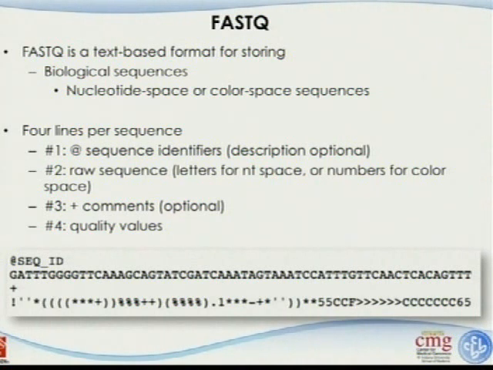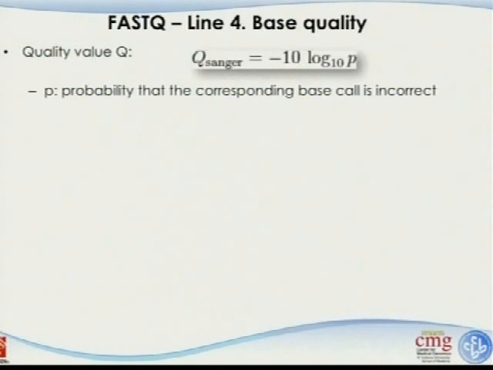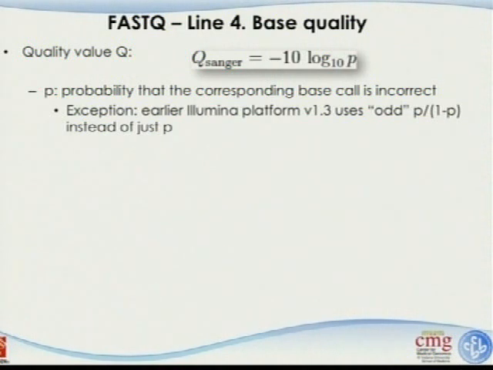And this is the quality for the base, and this is where the information comes from. So if I see these numbers, what does that really mean? So here's what that is, okay? And for Q, again, this is the transformation, which is the Phred score, okay? Let's see whether we have a good example.